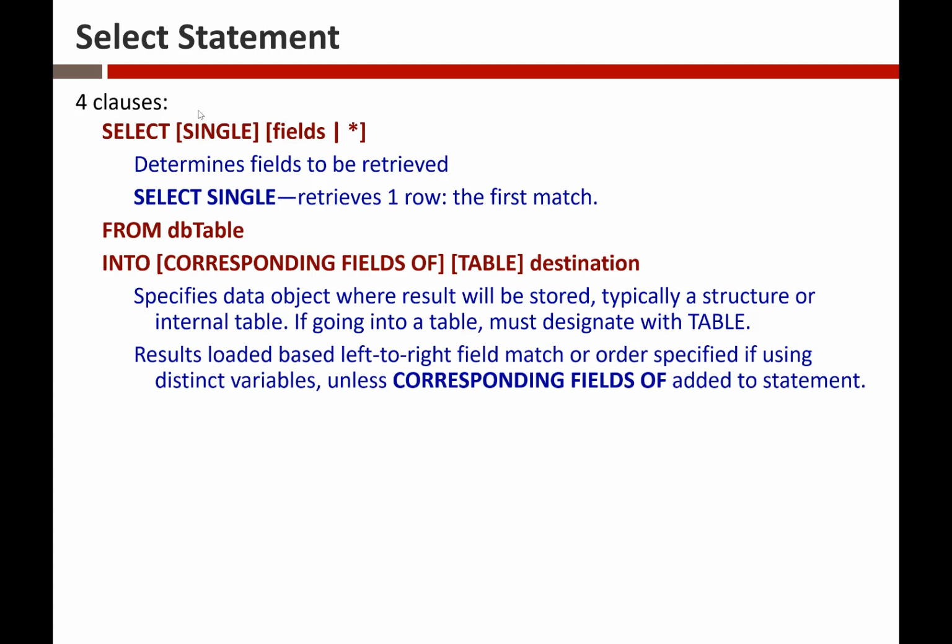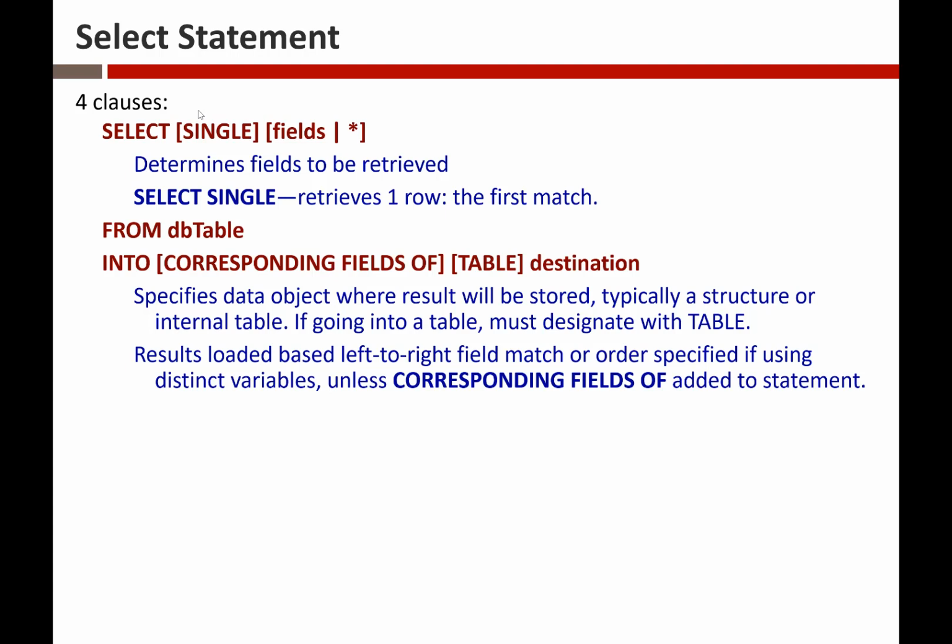Results are loaded left to right. So this is where you have to be really, really careful, or, like I've advised you to do previously, just use the corresponding fields of. In theory, if you are very, very careful, and you were to do select first name, last name, middle initial, and you were going to retrieve this into an internal table, and the order of the fields in the internal table were FN, LN, and MI, so you had an exact left to right match, then you wouldn't have to use into corresponding fields of table.